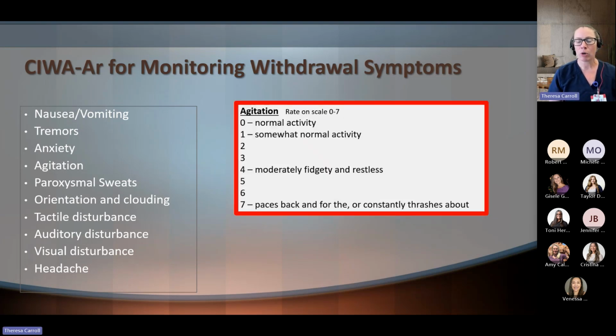Agitation, again, is psychomotor agitation, not agitation as in mood. So it's not about whether they are angry or upset, because a lot of our folks are angry and upset for a variety of reasons. This is psychomotor: how much is their body moving, and how much can they contain that energy or not?